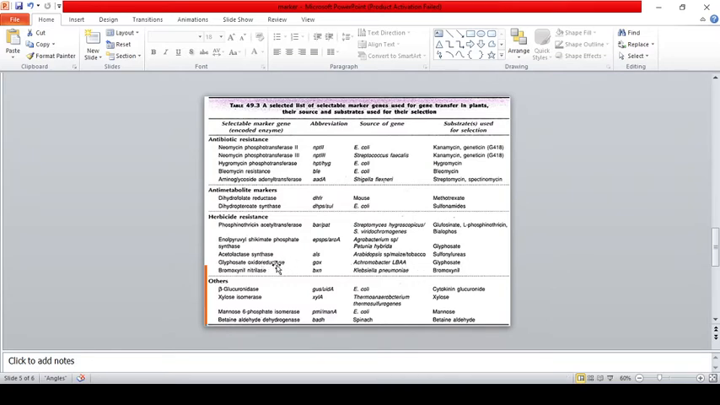The fourth one is glyphosate oxidoreductase. It is taken from Achromobacter. The substrate used is glyphosate. Bromoxynilase. The source of the gene bromoxynilase is Klebsiella pneumoniae. The substrate used is bromoxynil.